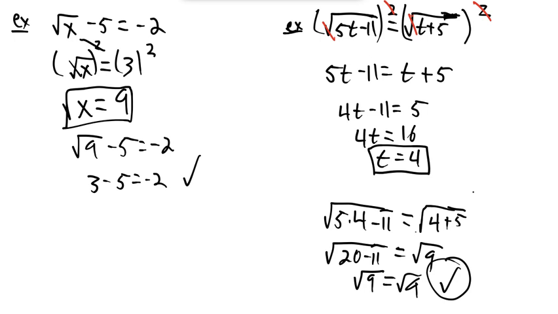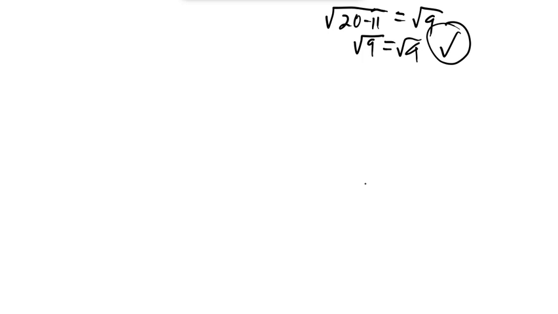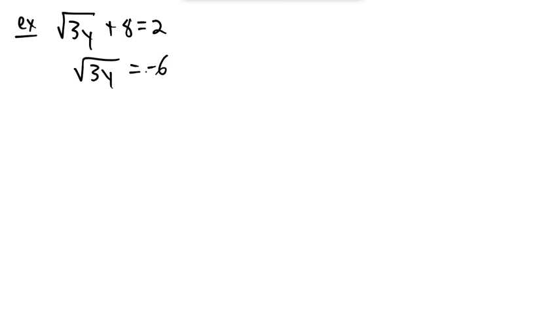All right, let's move on. Going to keep ramping up the difficulty. Let's look at another one. Let's say we're looking at the square root of 3y plus 8 is equal to 2. Step 1, we've got to get this by itself. So going to move that over to the other side. We get the square root of 3y is equal to negative 6.